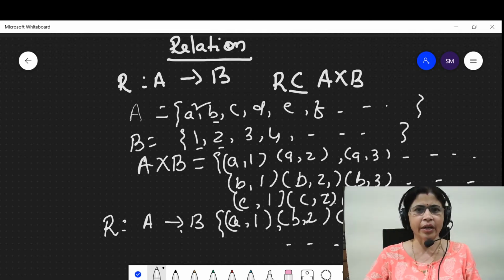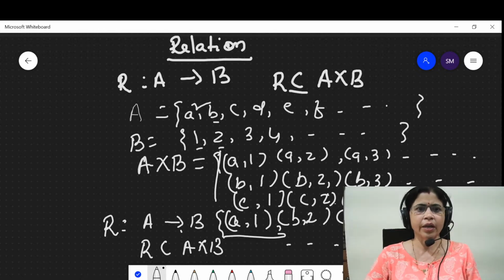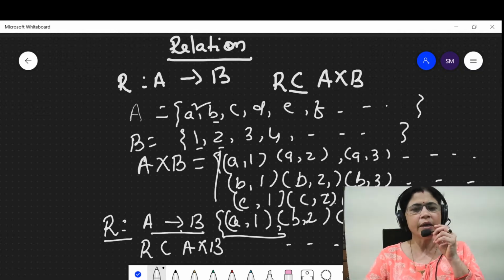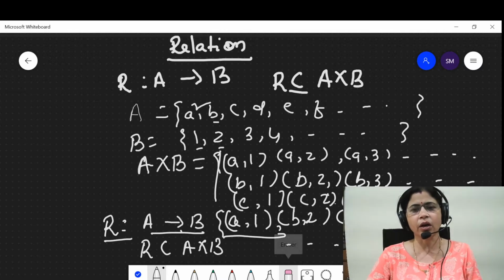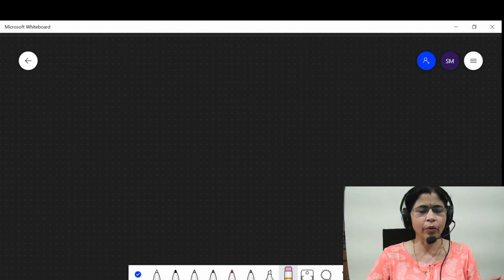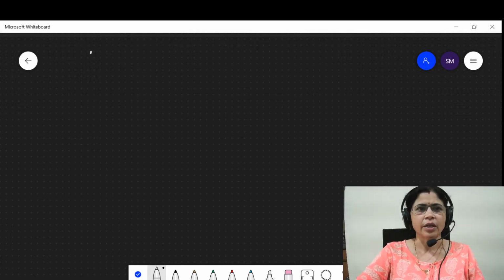Then look here. This is R and this is A cross B. You find that R is a subset of A cross B. A relation R from A to B means there should be a relation built between set A and set B. Now let us discuss more about this. Now take some examples and discuss about this.